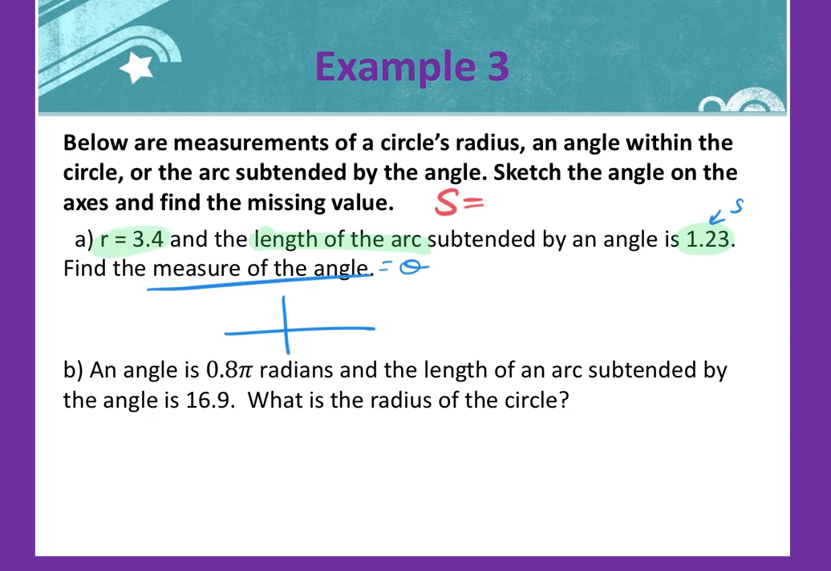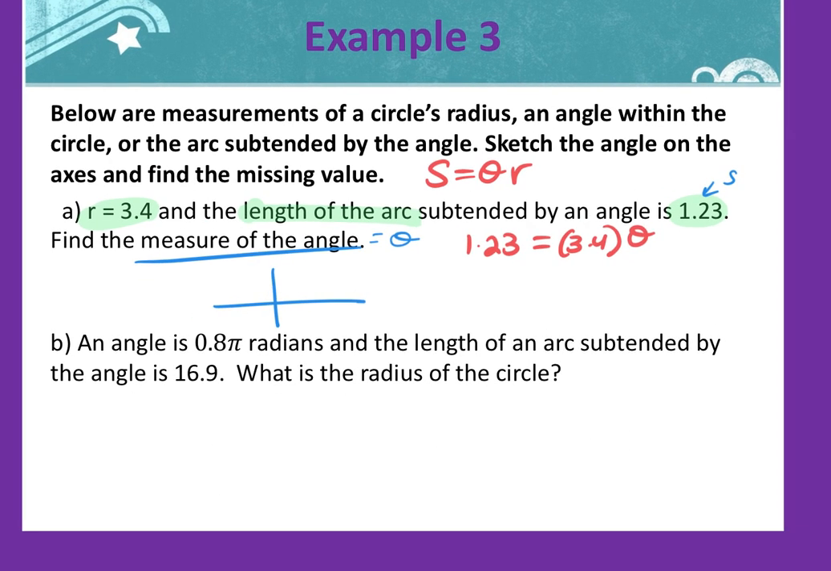So using S = r theta, S is 1.23 equals the radius 3.4 times theta, and then literally just divide. You'll have your calculator for this stuff. So 1.23 divided by 3.4 gives me theta is 0.361. So we're going to keep it as 0.36. And this would be in radians.